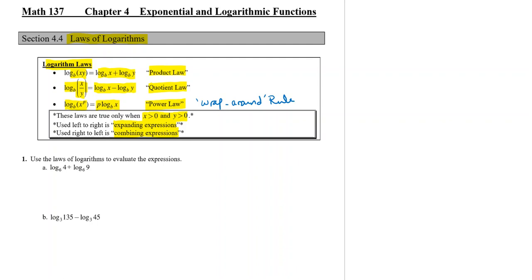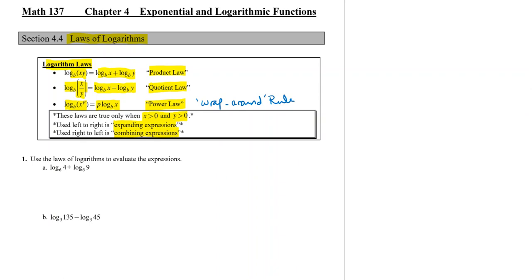So first, let's just do a couple of examples so you can see how this can help us evaluate some logarithmic expressions with just numbers. Log base 6 of 4, I don't know what that is because I don't know 6 to what power gives me 4. Same thing with log base 6 of 9. I don't know what that is. It's not a whole number I can see in my head. 6 to what power gives me 9?